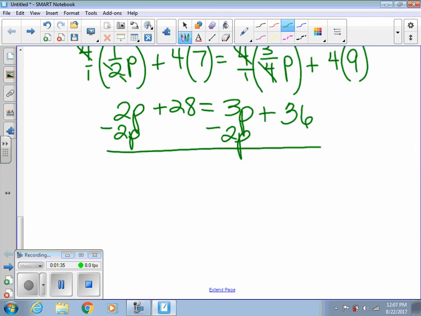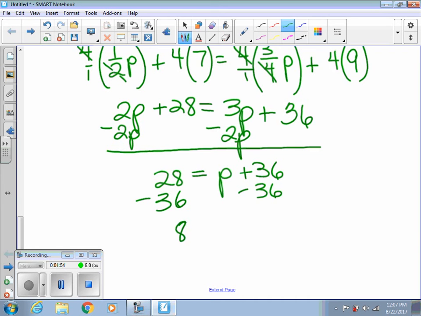So I end up with 28 equals p plus 36. 3p minus 2p is 1p. So now I'm going to subtract 36. And I'm going to get 28 minus 36, which is negative 8, for p.